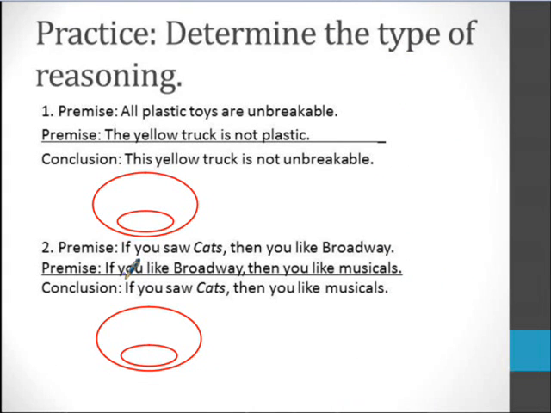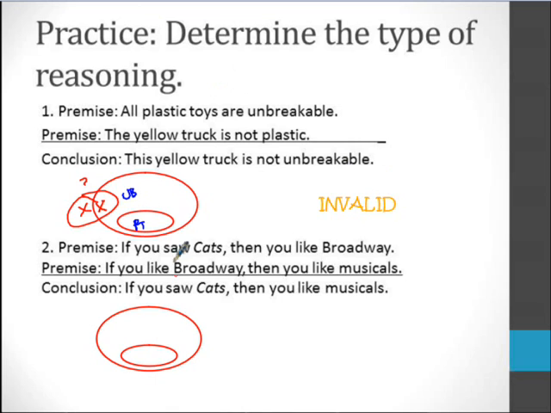So let's practice. Determine the type of reasoning, and then we'll go over them. Go ahead. I'll help you with the drawing. I'll help you set up the first part. So all plastic toys are unbreakable. So here we have plastic toys. Here we have unbreakable. Okay? Then it says the yellow truck is not plastic. Where should I put it? Well, it's not plastic, so it can't go in that small circle. So it could go out here, or it could go out here. We don't know which. Because we don't know which, that is invalid.